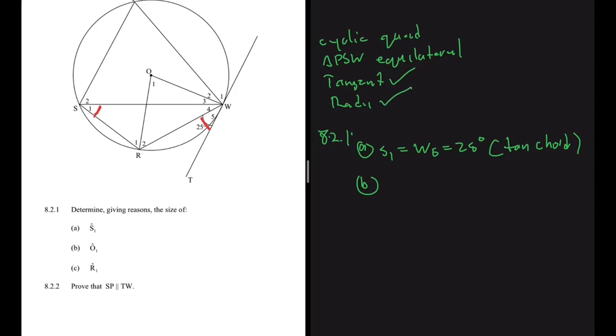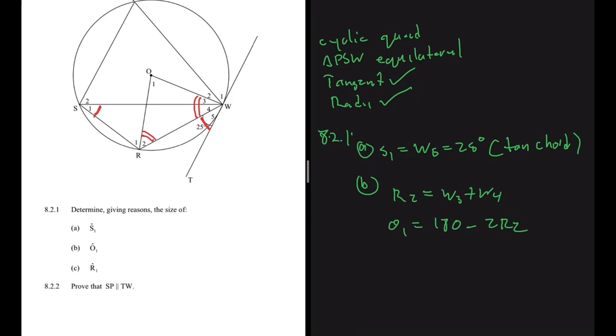Obviously, OR and OW are equal to each other. So angle R2 will be equal to angle W3 plus W4, right? We're saying that this angle here is equal to this angle here. So now we can say that O1 is equal to 180 minus 2R2, right? Because we're going to minus R2 and we're going to minus W3 plus W4. But we know that W3 plus W4 is equal to R2. So minus 2R2.